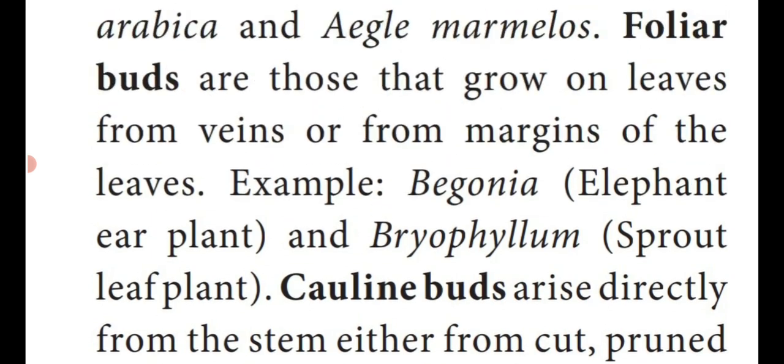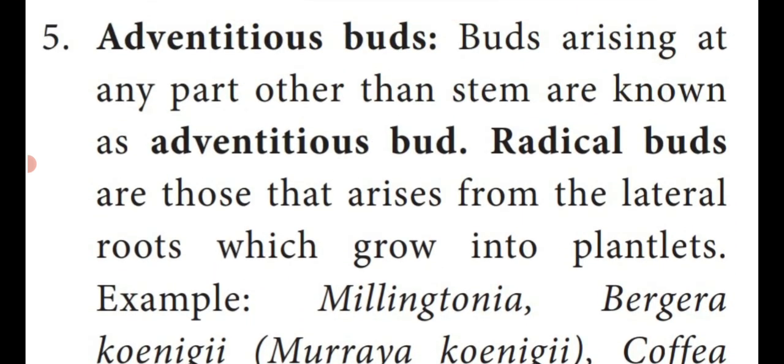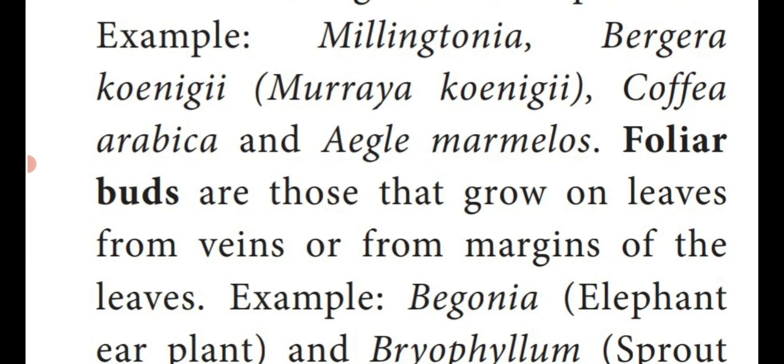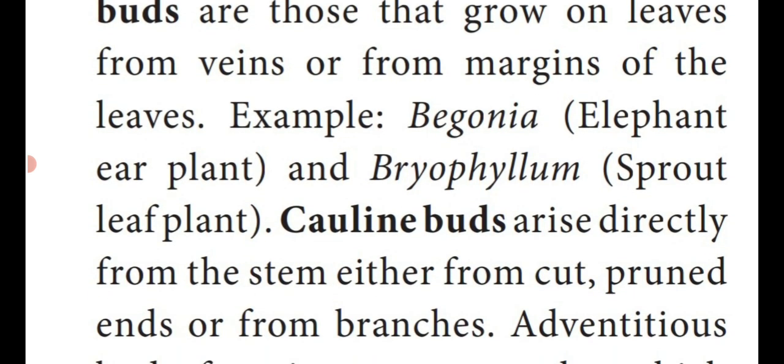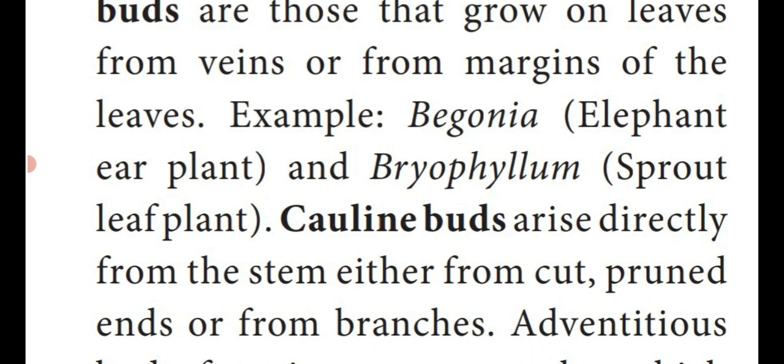So these are the three different types of adventitious bud. Radical bud, the bud arising from the root. Another one, foliage bud, the bud arising from the margin of a leaf. Then cauline bud, the bud produced directly from the stem region, either from the cut or from the branches. Write short notes on adventitious bud is an important 5-mark question. Kindly note down this paragraph, which contains 1-mark, 2-mark, 3-mark and 5-mark questions.